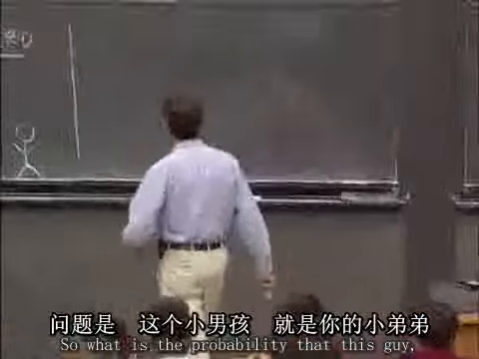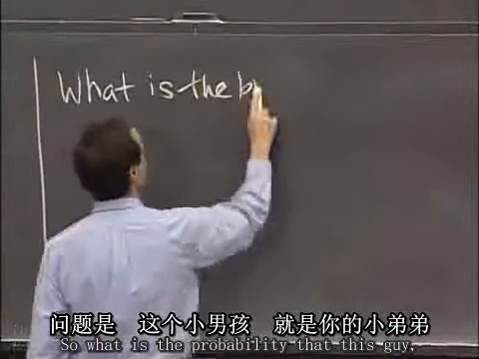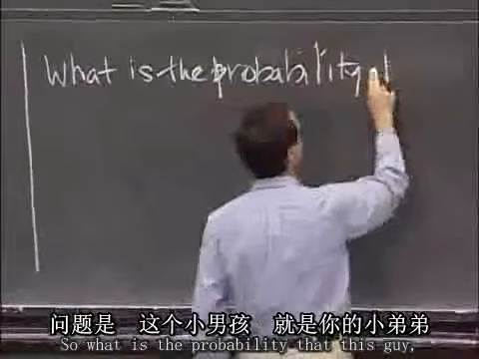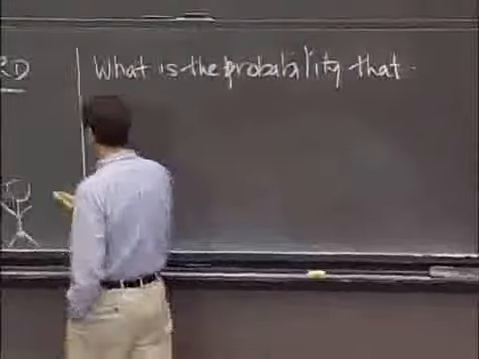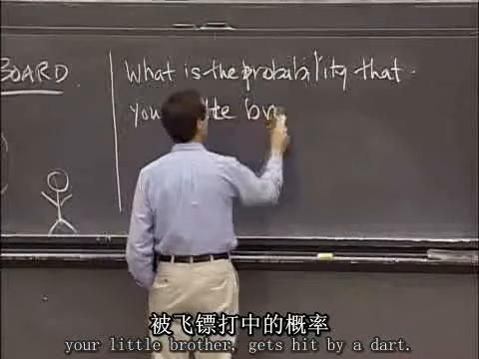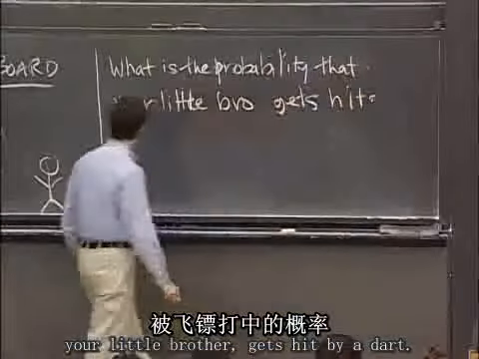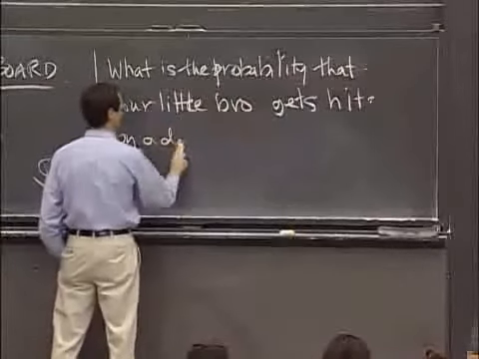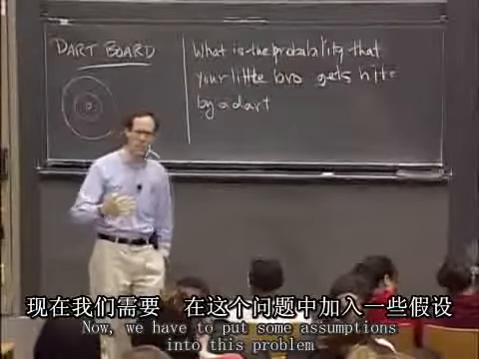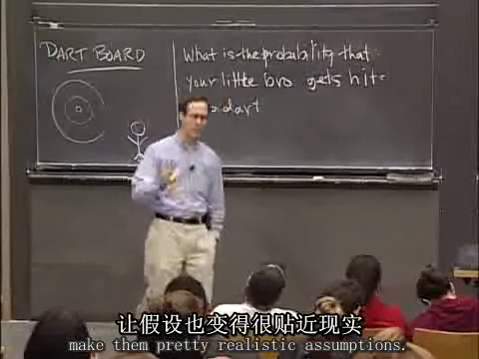So what is the probability that this guy, your little brother, gets hit by a dart? Now, we have to put some assumptions into this problem in order to make it a math problem, and I'm really going to try to make them pretty realistic assumptions.